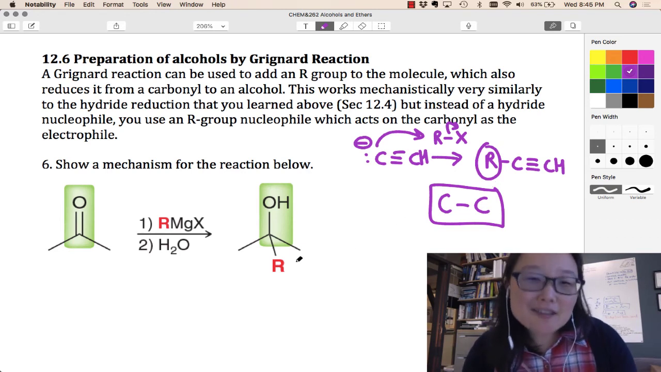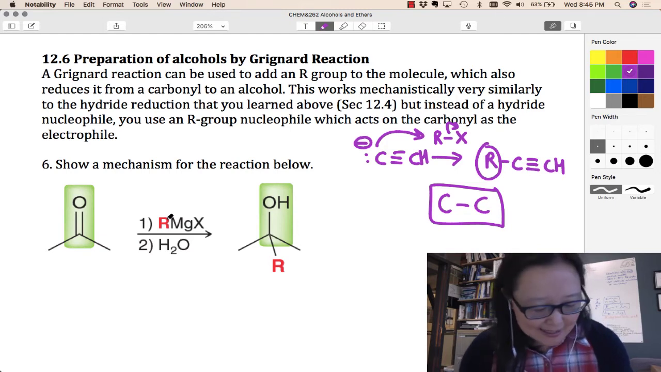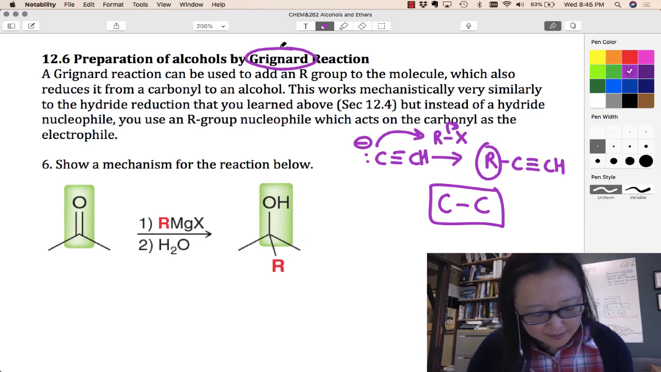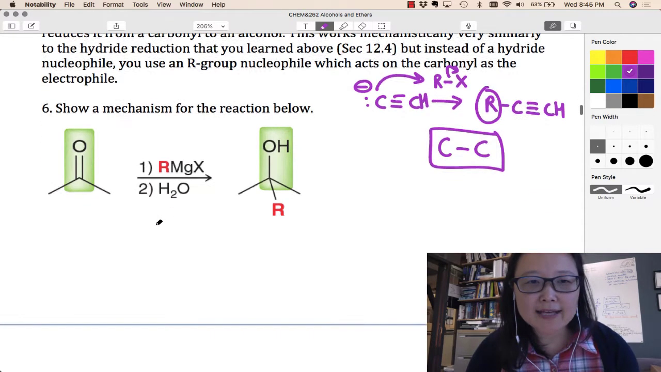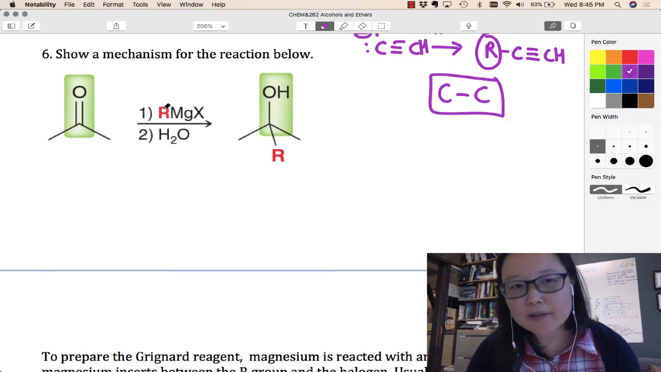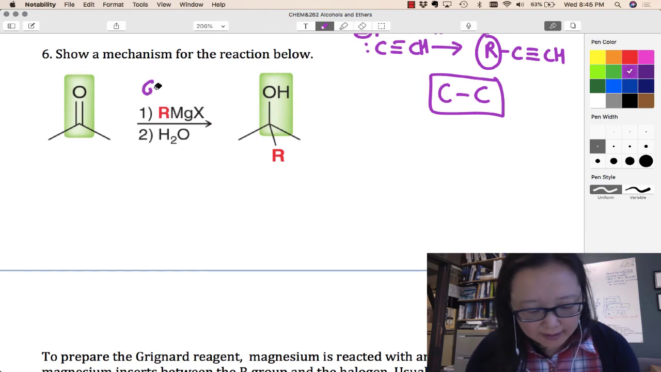So along those lines, I'm going to show you another way to do that. That's with something called a Grignard reagent. This is named after Victor Grignard, a French chemist. And so to illustrate, I'm going to show you this reagent RMgX. So this is called an alkyl magnesium halide reagent. That's what we call the Grignard reagent.